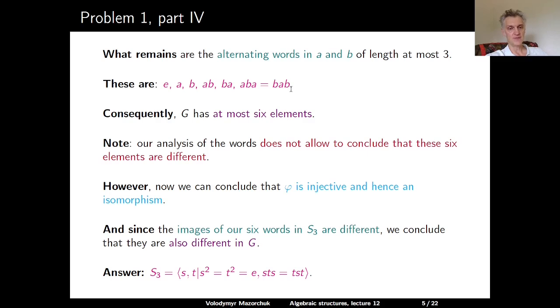So the group S3 has the following presentation. We have 2 generators, S and T, and 3 relations. S squared is equal to the identity, T squared is equal to the identity, and STS is equal to TST.